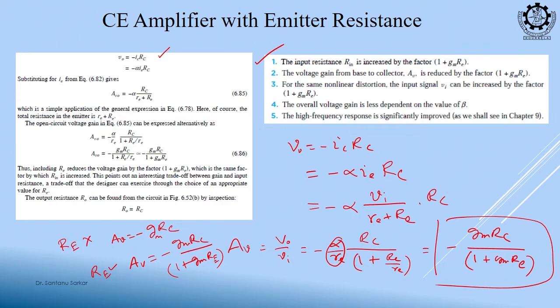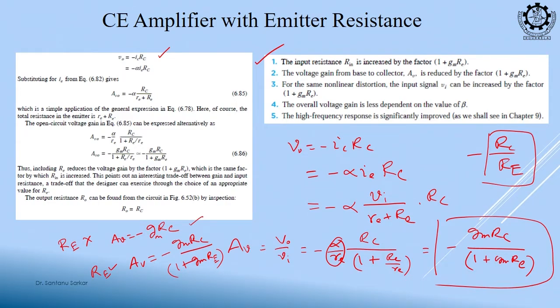Okay. And now you see, if you roughly neglect this one, it becomes roughly GM RC by GM RE, GM gets cancelled. So, it is a ratio of resistances. If it is a ratio of resistances, it is independent of the beta fluctuation, right. In the previous case, if beta fluctuates, your GM will also fluctuate, beta is equal to GM r pi. If your GM is fluctuating, your gain will fluctuate.